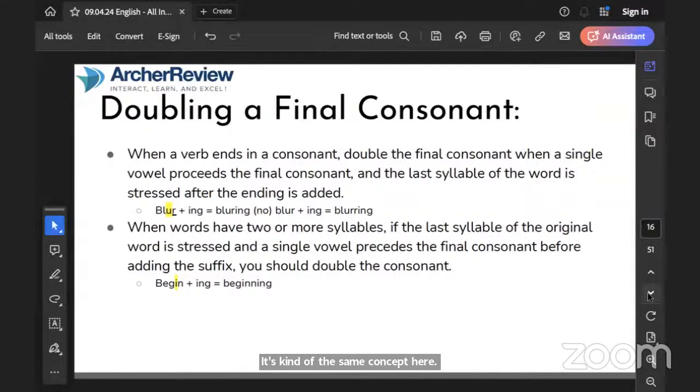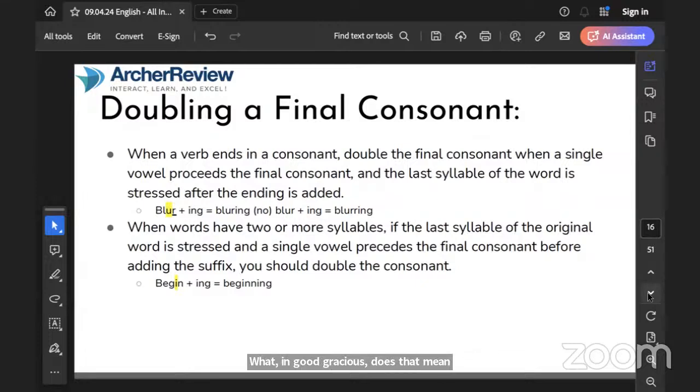All right, so doubling a final consonant. This one's kind of a doozy, so hang on to your seats, okay? Don't fall out. When a verb ends in a consonant, you double the final consonant when a single vowel precedes, so it comes before that final consonant, and the last syllable of the word is stressed after the ending is added. Ooh, that was a lot. What in good gracious does that mean?